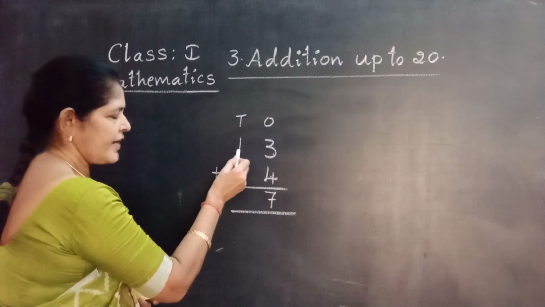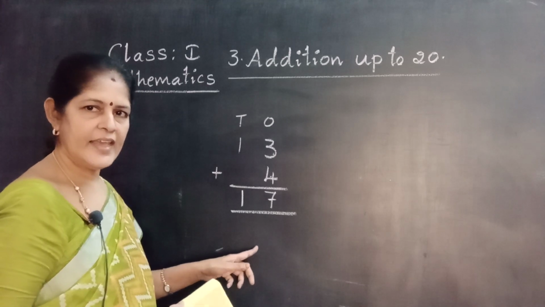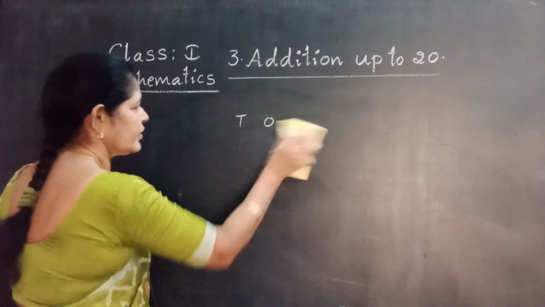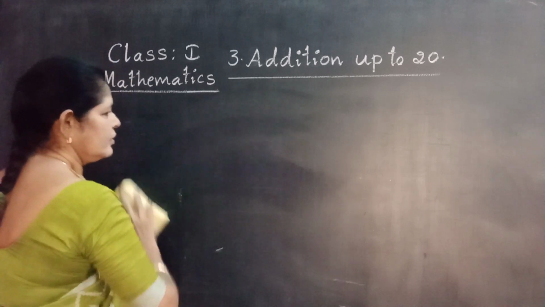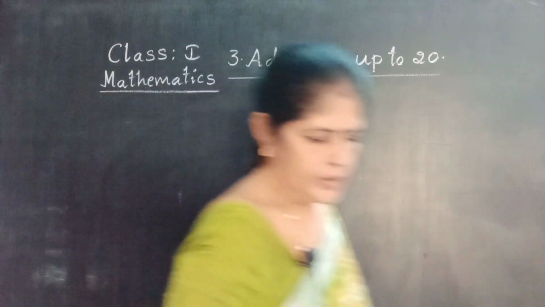Now bring down the tens place number. Now the total is 17. Now add 6 and 5 on the number line.